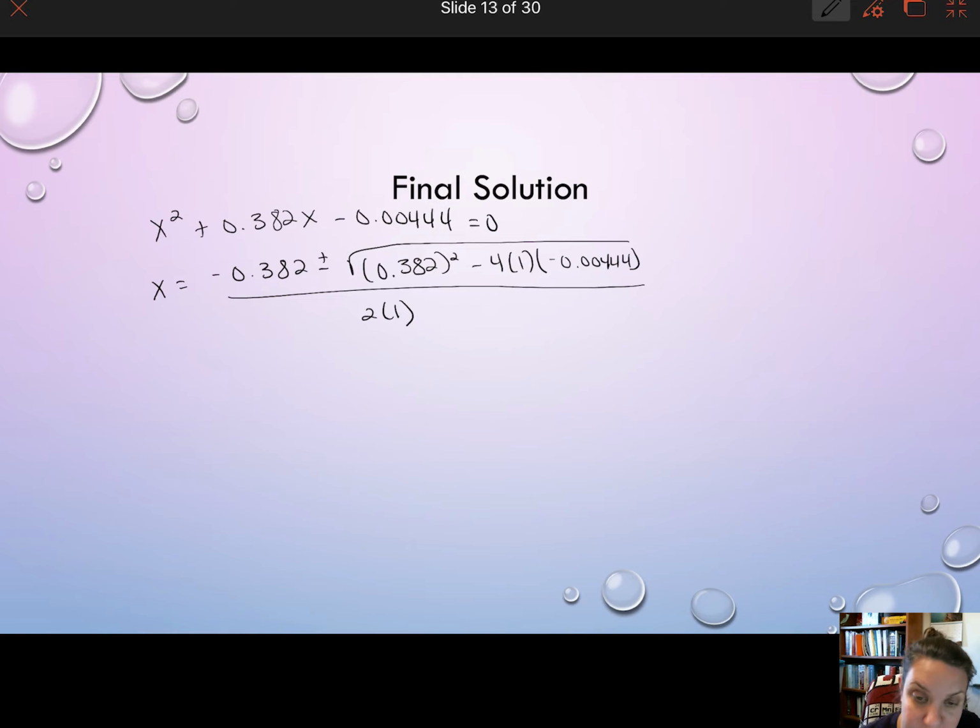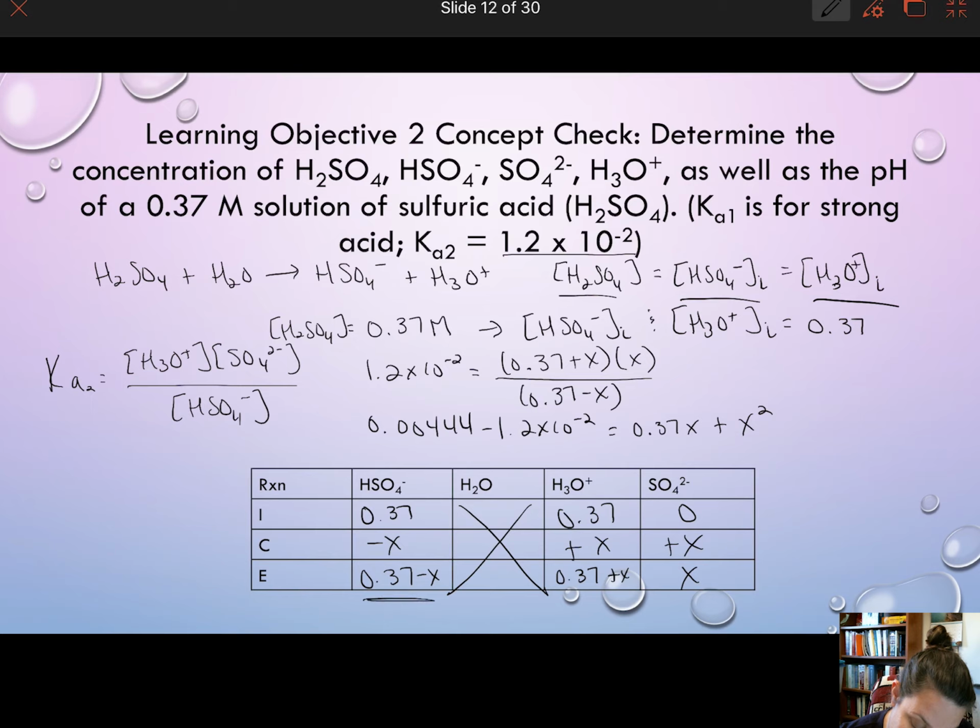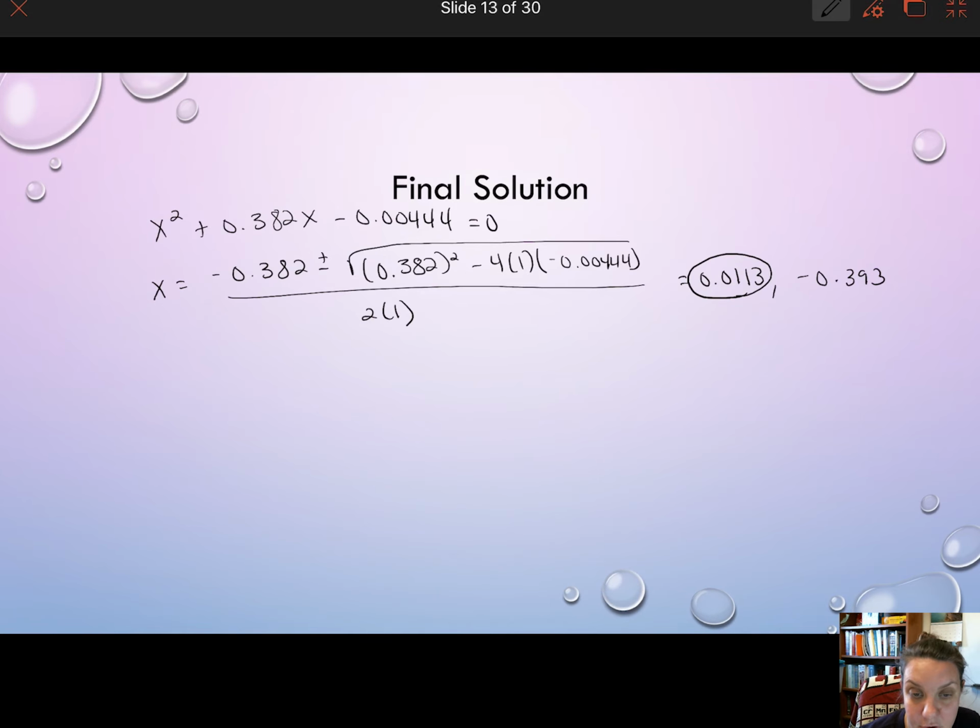When we solve for that, we get two x values, 0.0113 and negative 0.393. Can't be negative, so it has to be this value right here. So now our x value is 0.0113. We can then place it into all three of these and solve for our concentration.